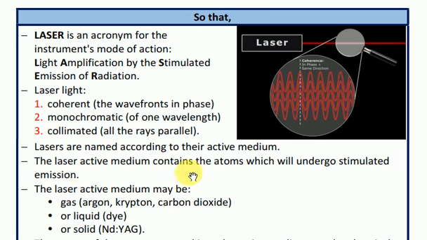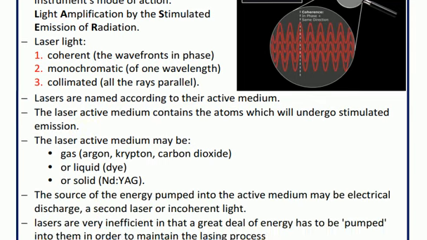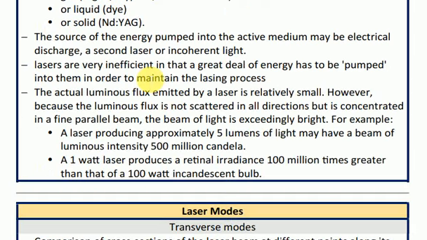The laser active medium contains the atoms which will undergo stimulated emission. The laser active medium may be gas like argon, krypton, carbon dioxide. It may be liquid like dye, and it may be solid like in Nd:YAG. The source of the energy which is pumped into the active medium may be electrical discharge, a second laser, or incoherent light.